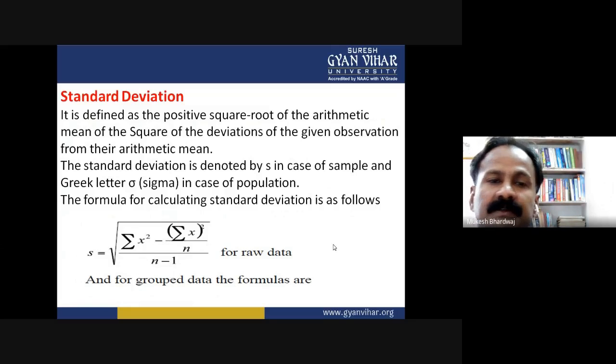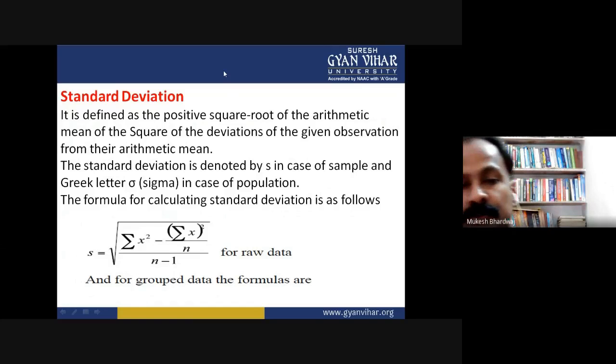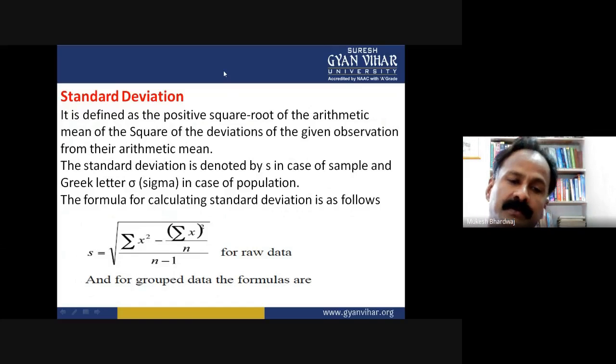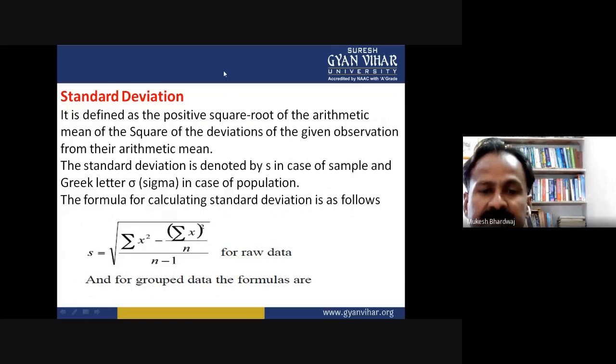It is defined as the positive square root of the arithmetic mean of the square of the deviation of the given observations from their arithmetic mean. So the standard deviation has its definition in accordance with the formula. Analyze the formula carefully, remember it very carefully, work on the data and observations given to you, put all the values of the data in the formula, and get the solution for standard deviation.